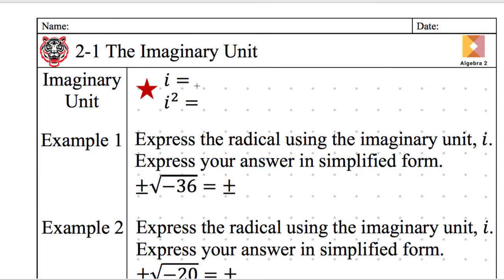i is equal to... This is the definition. Maybe someone knows this already. Does someone know what i is equal to? No? James? Imaginary? Close. It's actually equal to something mathematical. It is the square root of negative 1. I can now take square roots of negatives.